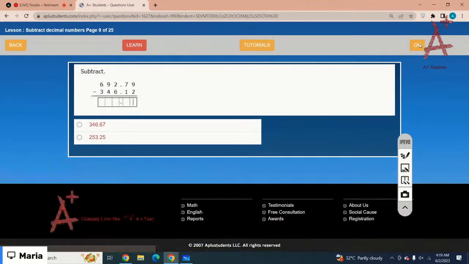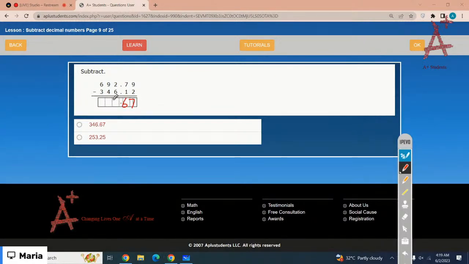Okay, the next one is subtract. So 9 take away 2 is 7. 7 take away 1 is 6. You cannot subtract 2 out of 6, just borrow 1, it would be 12. 12 take away 6 is 6. 8 take away 6 is 4. And 6 take away 3 is 3. So that would be 346.67. Option number 1 is the correct option. Got it?